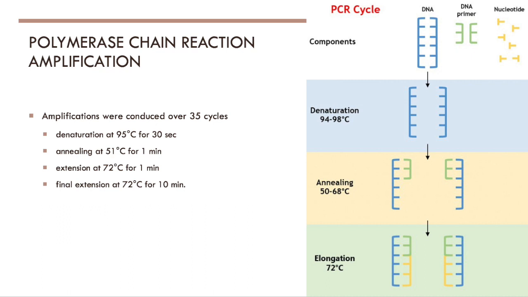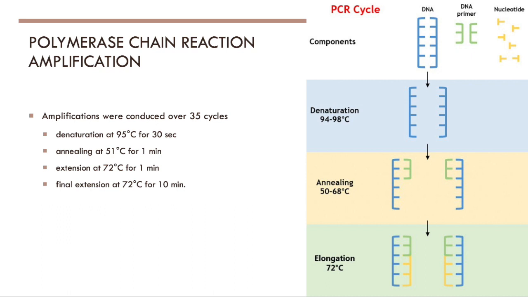The second step is annealing. Primers bind to the target DNA sequences and initiate polymerization. This can occur once the temperature of the solution has been lowered. Note that 1 primer binds to each strand.